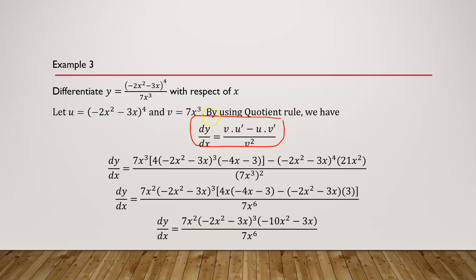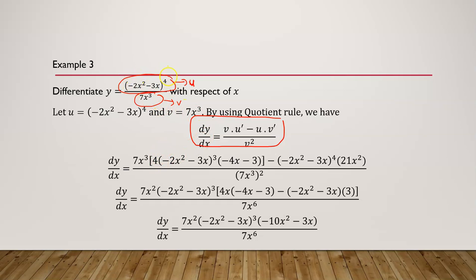No, I cannot. For quotient rule, for a fraction like this, the one at the denominator must be v. The one at the top must be u. Okay, sorry, just now. The other one, product rule, you can choose either one. For quotient rule, the v will be the one at the bottom. u will be the one at the top. Okay, you cannot change. You must follow that. All right, so v is 7x cubed.